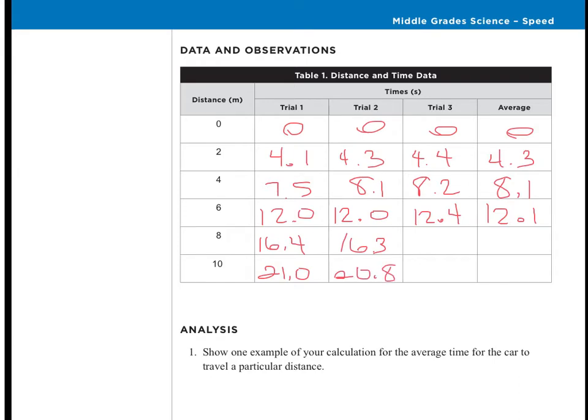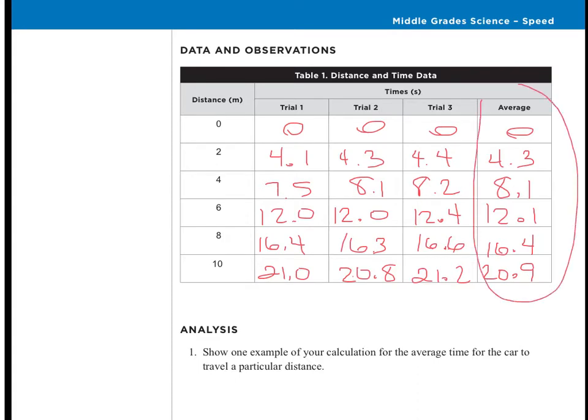16.6, 21.2, so that gives us an average of 16.4 and 20.9. Okay, so again, when we're doing our calculations and when you're making your graphs, these 2 columns will be the 2 columns that you go by.